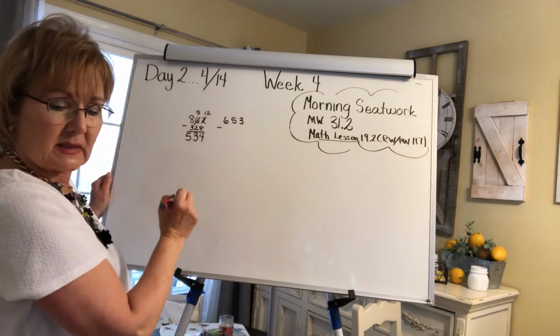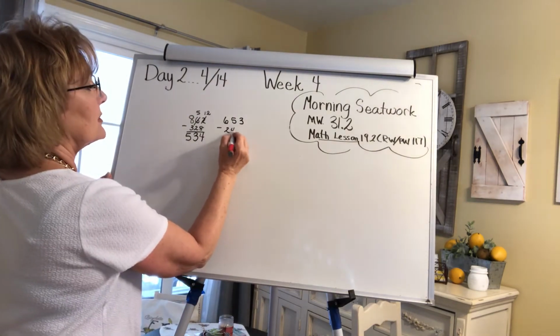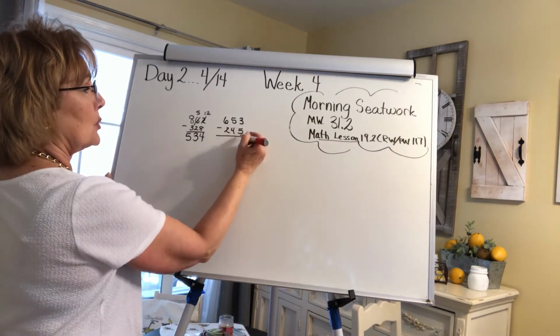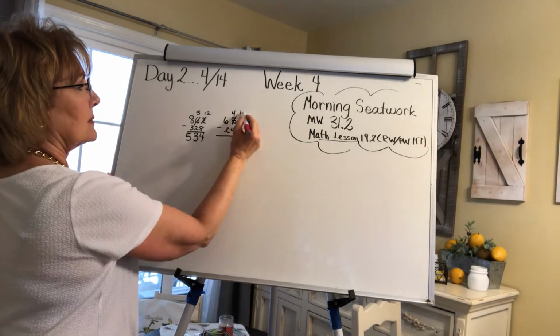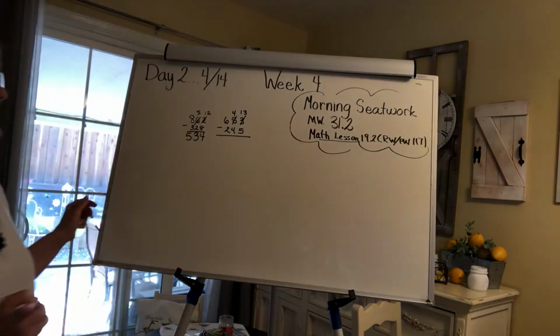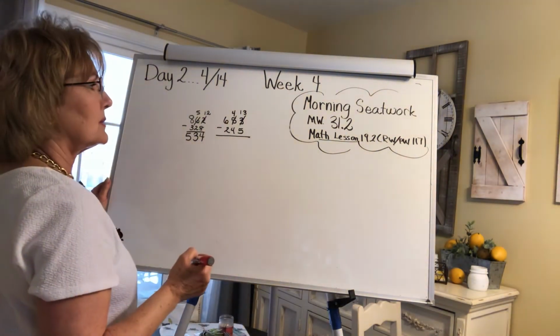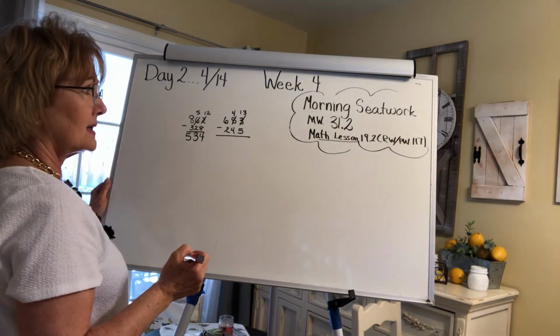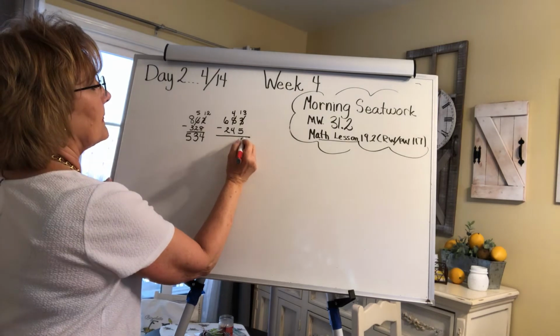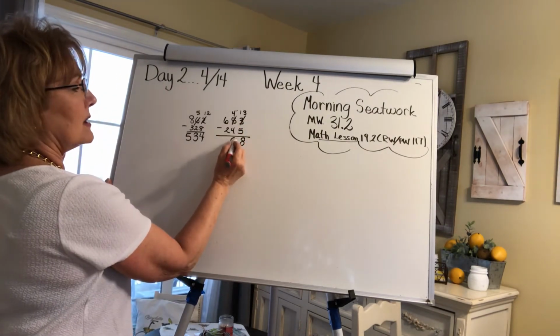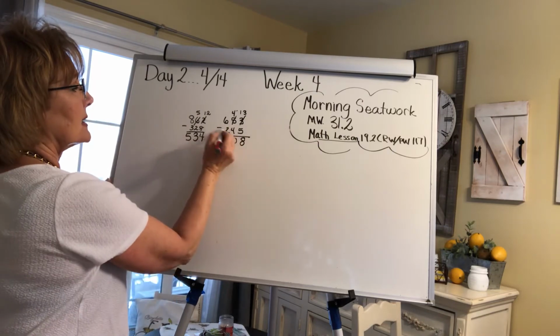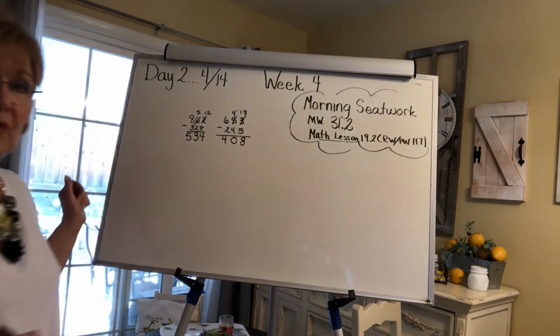653 minus 245. More on the floor, go next door, get 10 more. Put it in front of the ones and you've got 13. Did you get 13 take away 5? 8? That's right. And 4 take away 4, you're taking all of it, so it's 0. And did you get a 4? 408, good.